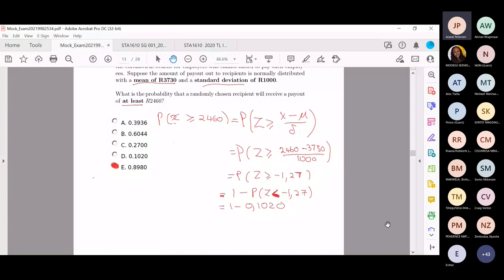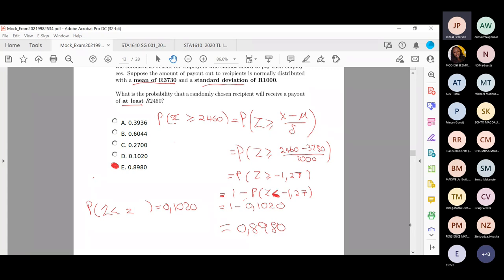Let's go back to this one. Now, remember what we did here. We went to the table to find this probability, 0,89. We went to the table to find the probability of Z less than minus 1,27, which is equal to 0,1020. Now, if I remove this value and put a small z there, it tells me that the z value I find here helped me to find this probability.